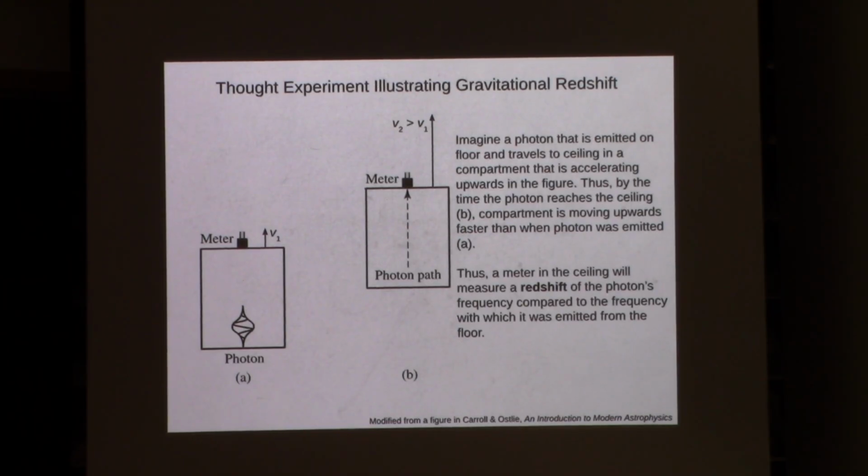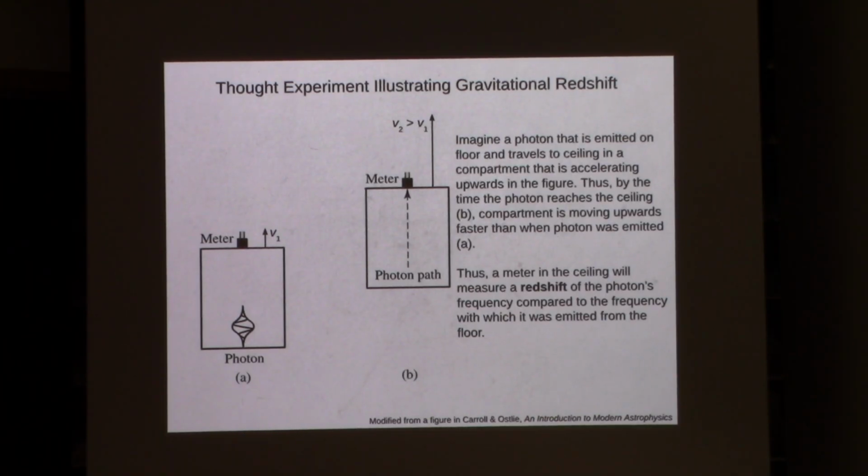But in the accelerating rocket ship, if I fire a photon from the floor to the ceiling, the meter will see a red shift because the ceiling is moving faster by the time the photon reaches it than it was when the photon was emitted. So you're going to see a Doppler redshift as a result of that. Does that make sense? You will see a Doppler redshift. What if it were going the other direction? What if it was accelerating downwards? By the time it hits the ceiling, red shift, blue shift, or no shift?